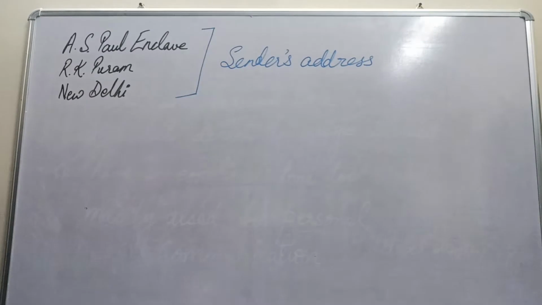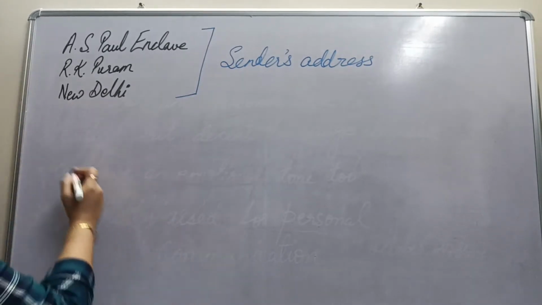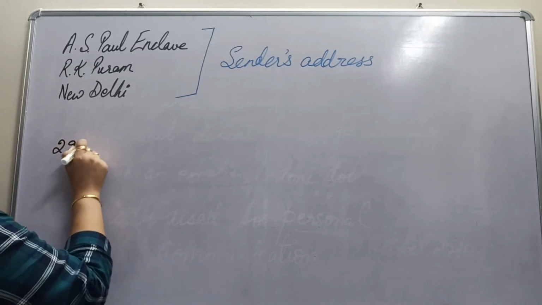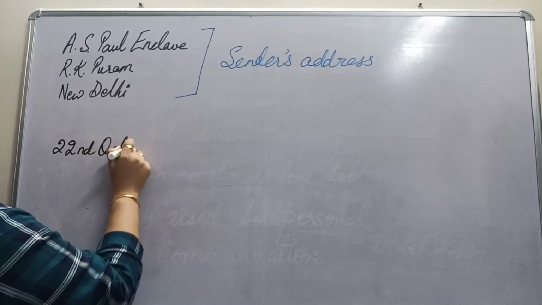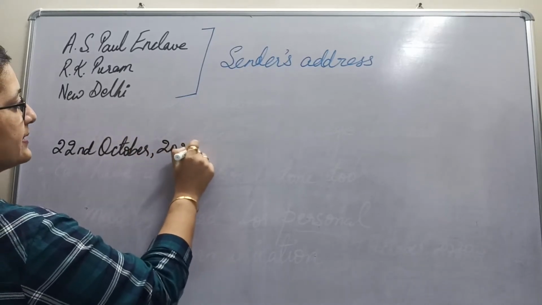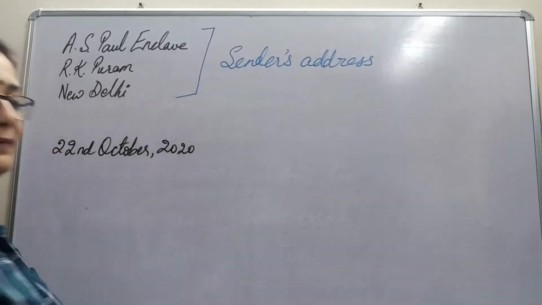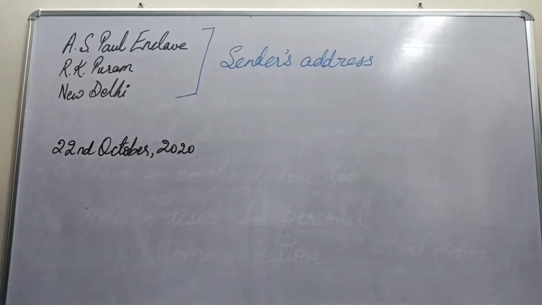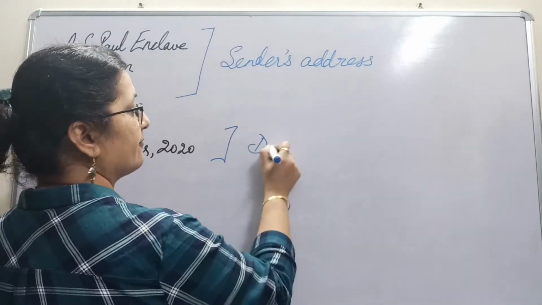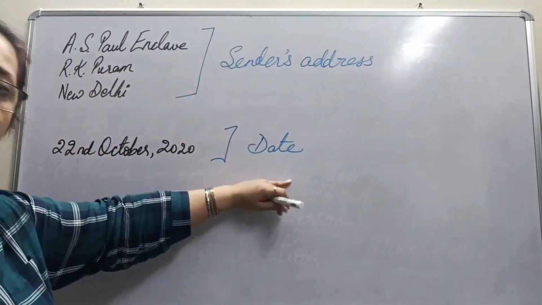Leaving a line, we move further with our pattern of the date. Let's presume, let me give the date as 22nd October 2020. Now here, when we put in the date, let me tell you there can be different ways of writing the date. This is after the sender's address, we leave a line and we move towards the date.